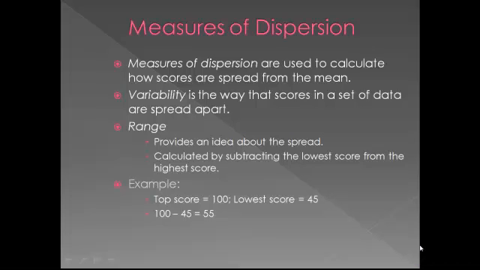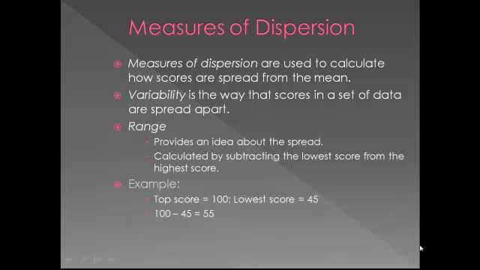So first of all, we want to talk about what the measures of dispersion are. What is dispersion? Basically, how far away from the mean. It's used to calculate how far scores are spread from the mean. So if you have a list of scores from a classroom of students, the measure of dispersion will calculate how each of those scores is spread from the mean score.